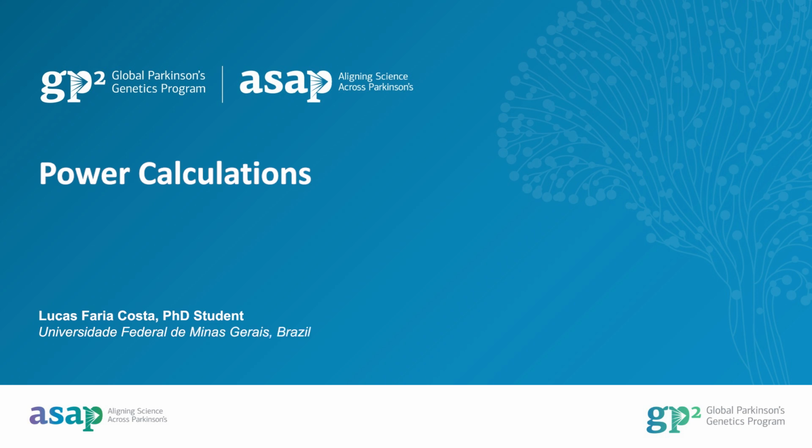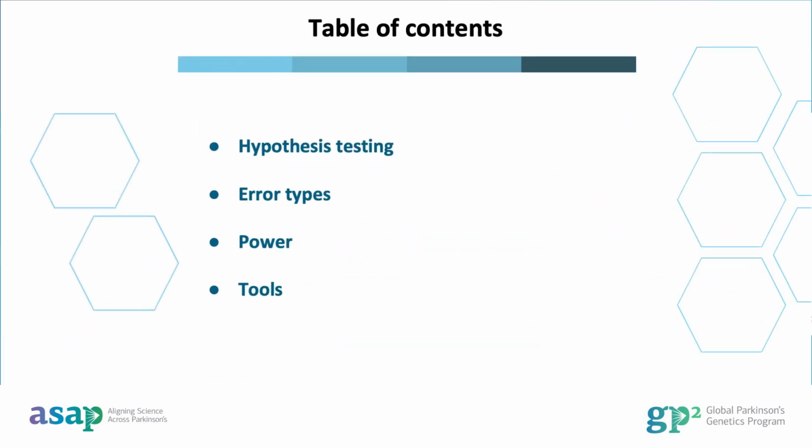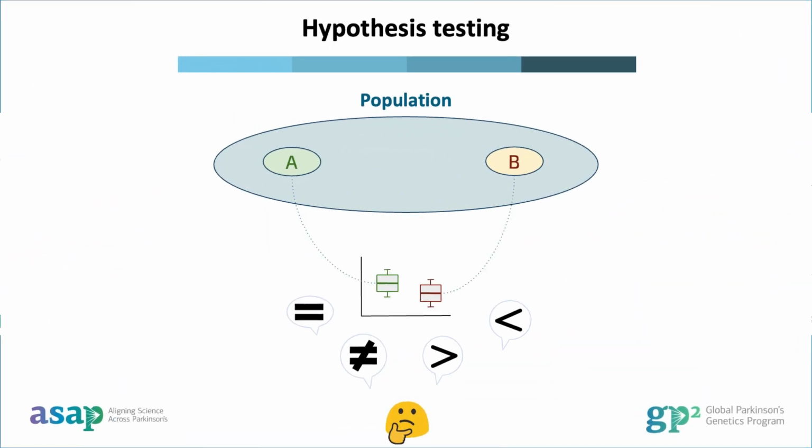Today, we're talking about power calculation, an important concept to keep in mind when conducting genetic analysis. We'll divide this video into hypothesis tests, error types, power, and tools. When we're talking about decisions based on statistical evidence, we're referring to hypothesis testing. In a classical hypothesis test, we would typically want to determine whether two identical variables from two different groups are the same, different, one smaller than the other, and so on.